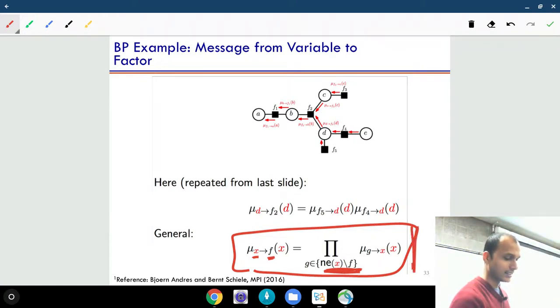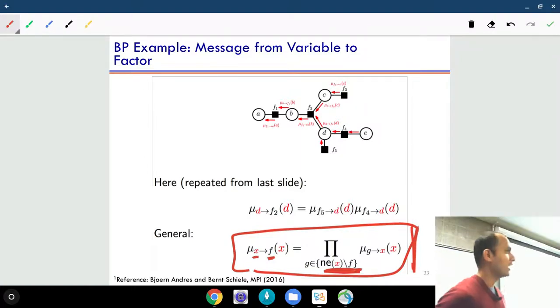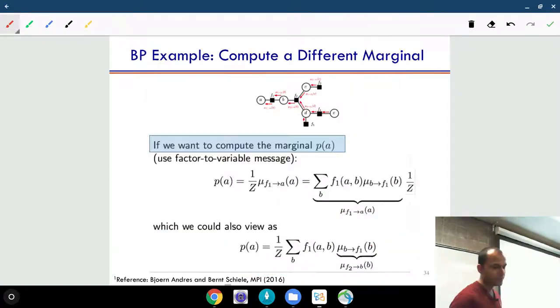So is the notation clear? It's a little bit messy, but it's the minimal notation needed to say who's sending the message to whom and what its argument is. Are the two pieces clear?